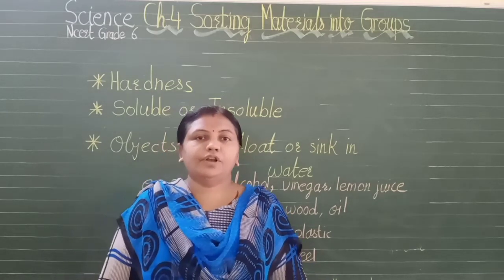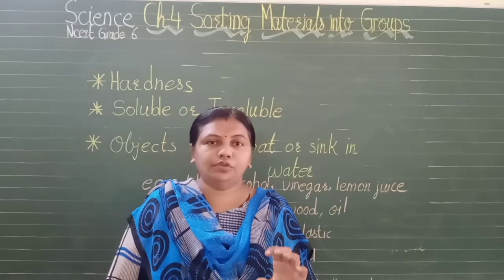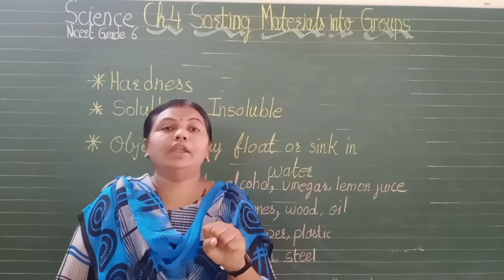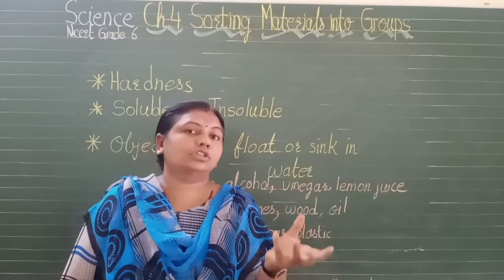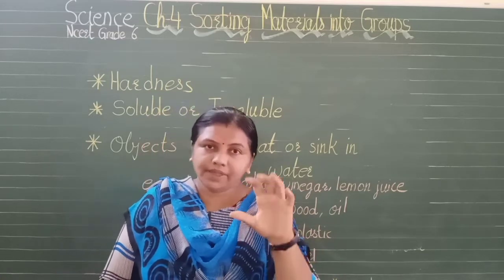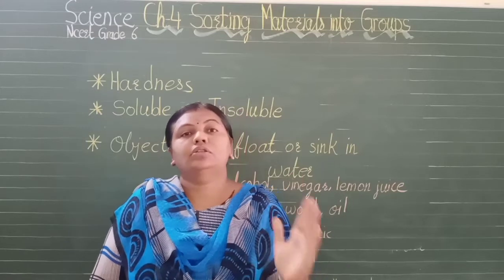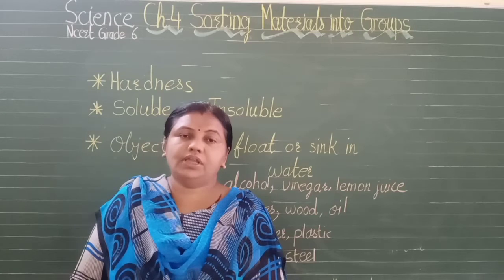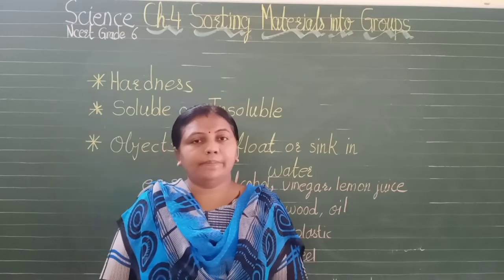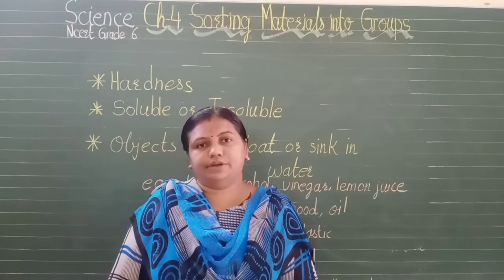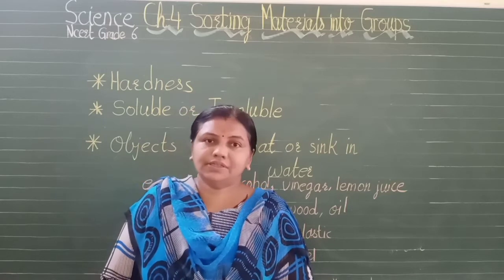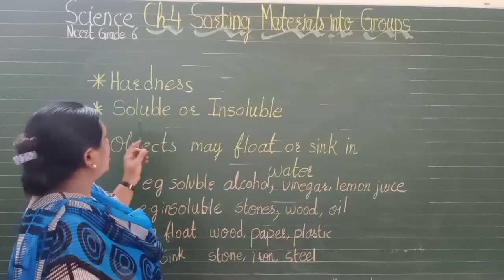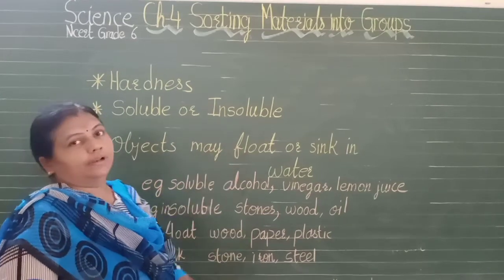As an example of a hard material, if you take wood, it cannot be compressed, isn't it? And if you take cotton or sponge, then it can be easily compressed. So the objects which can be compressed are soft materials and which cannot be compressed are hard materials. Now let us see our next property, that is soluble or insoluble.